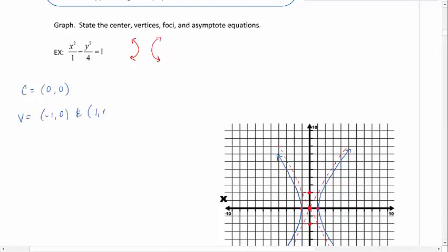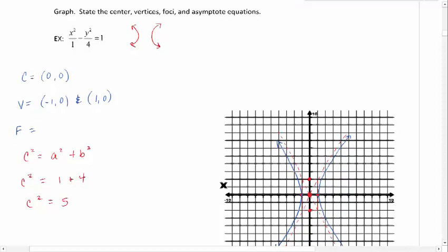Next, we need to find the foci. Remember that with the hyperbola, c squared is equal to a squared plus b squared. When it's a minus in the equation, it's a plus in the formula for c squared. So c squared is going to be equal to 1 plus 4. We get c to be the square root of 5.